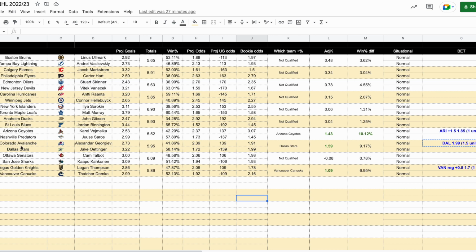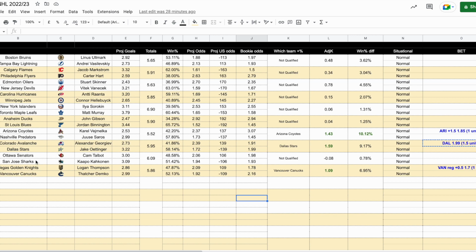Okay, Colorado Avalanche, Dallas Stars, Alexander Georgiev against Jake Oettinger. Based on my projections, Dallas will have a better chance. Bookmakers have this game as an even game, and my projection showed that Dallas should be the favorite in this one. This is a 1.5 recommended bet on Dallas at 1.91, or if you use American odds, Dallas minus 101.